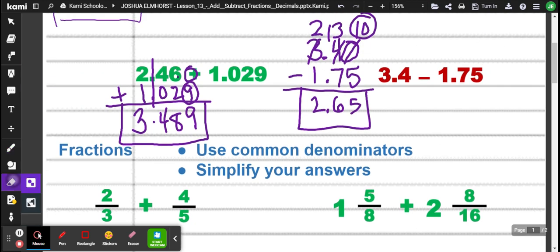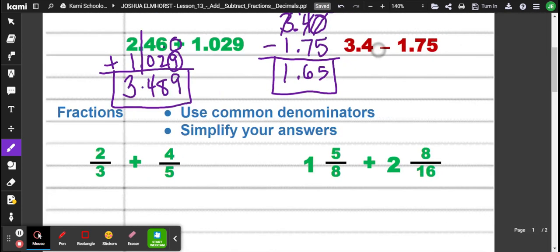Oh, 1, thank you. There we go. 2 minus 1 is going to be 1. Is that correct? Okay. All right, got a little ahead of myself.